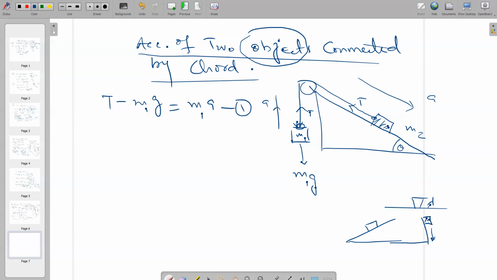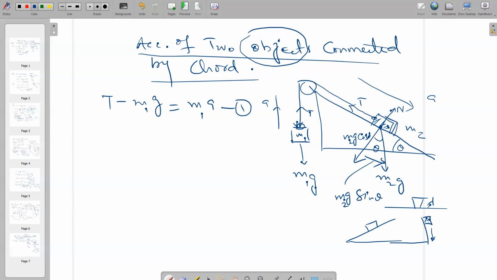So you know that weight is always acting vertically downward. The normal reaction is perpendicular to the surface. And the components of this weight are one this one and one this one. If this angle is theta, this angle is also theta. So this component will be mg cos theta. And this component will be m2g sine theta. Okay.